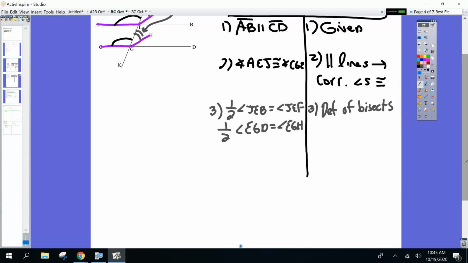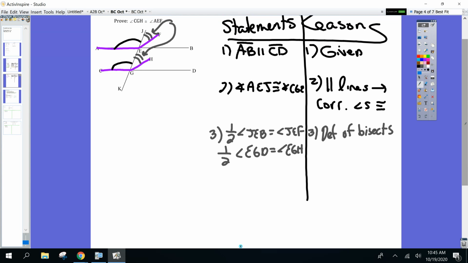And then don't forget the step we needed now. Halves of equal quantities, right? So whatever I took, somebody name me an angle I just took half of. JEB. And what's the other angle I took half of? EGD. They need to be congruent before you use halves of equal quantities. And are they congruent? JEB and EGD, are they congruent? Yep. Why? Corresponding. So I just stuck it up in number 2.